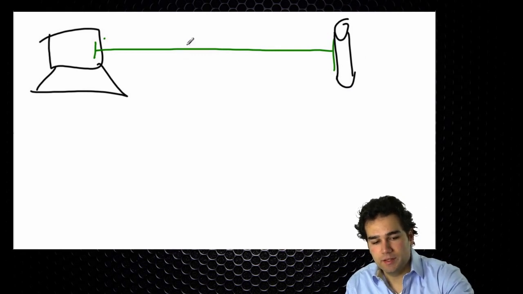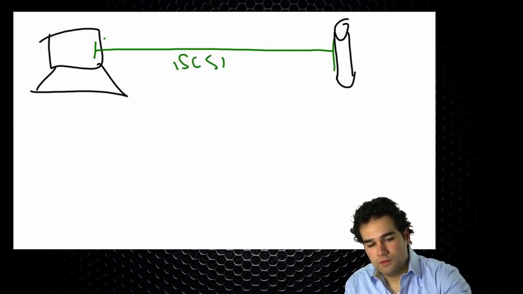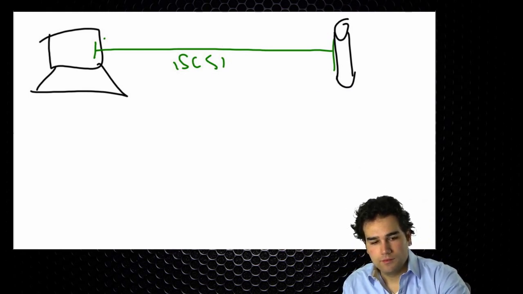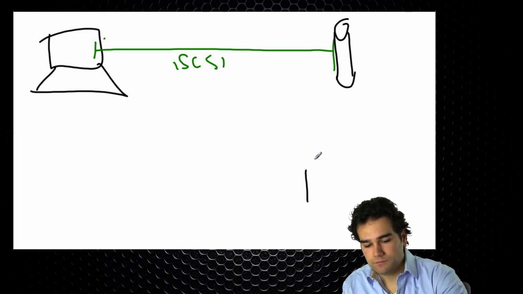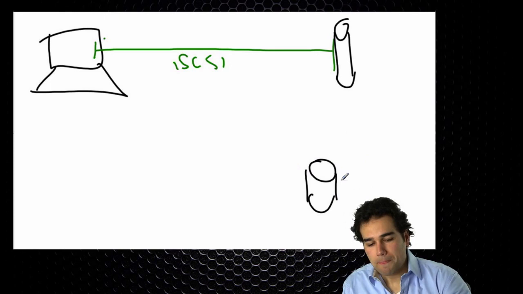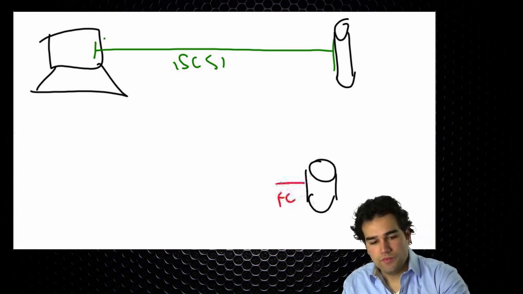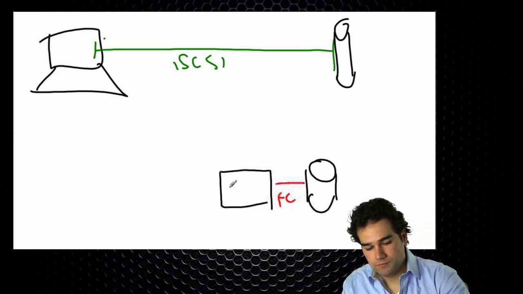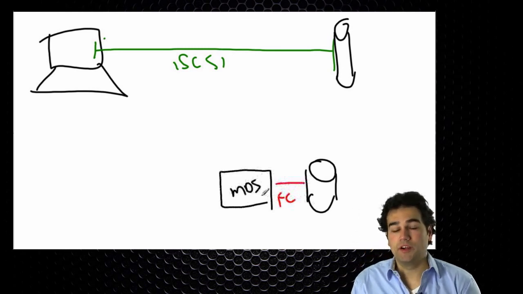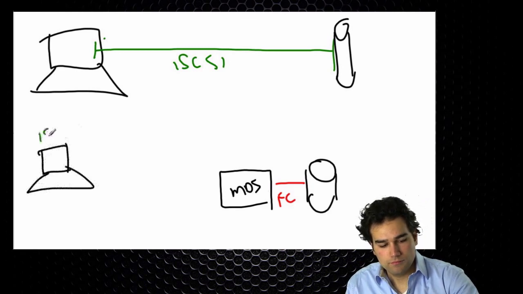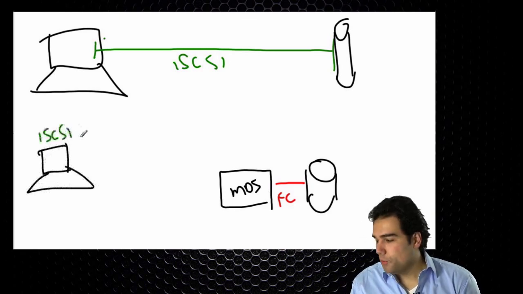This is iSCSI data packets. But what I have now is I have that same disk, but this is connected to a fiber channel network. So this disk is talking native fiber channel. Assume that. That is connected, of course, to an MDS, because that talks fiber channel. But my host here wants to talk iSCSI. So how can I solve that?